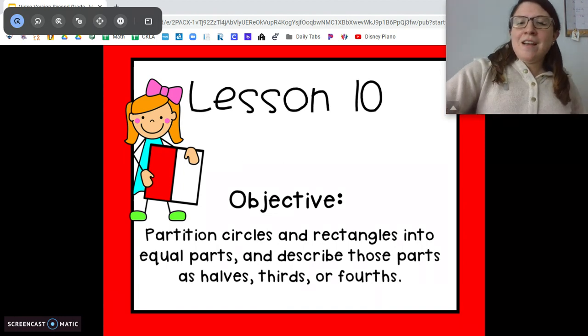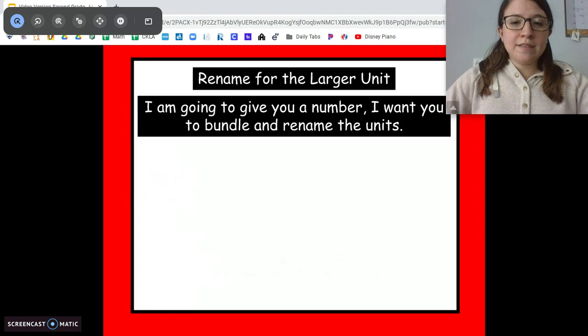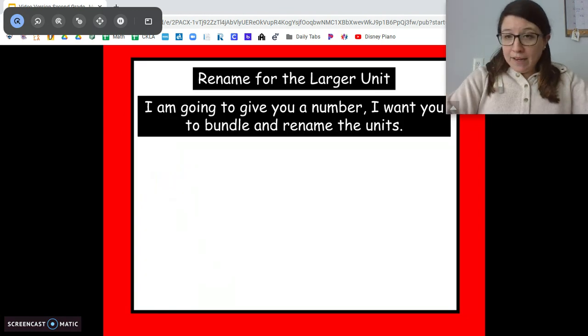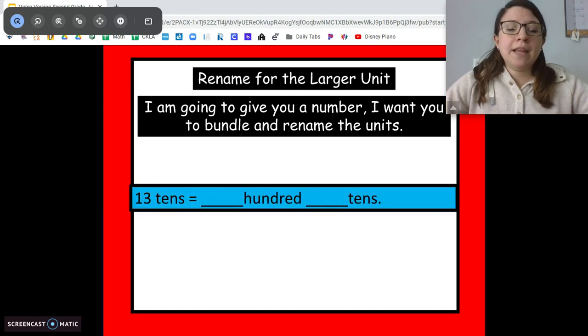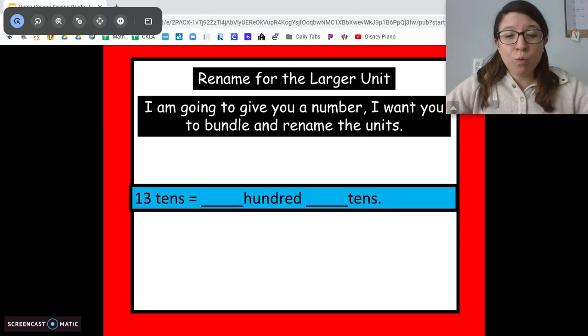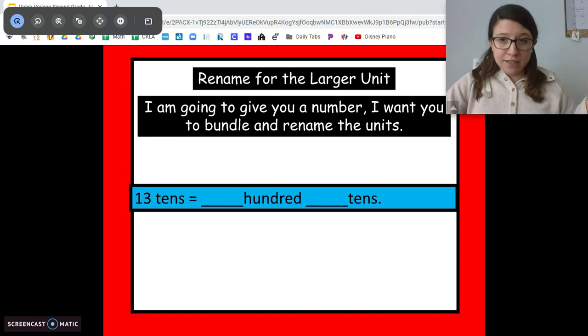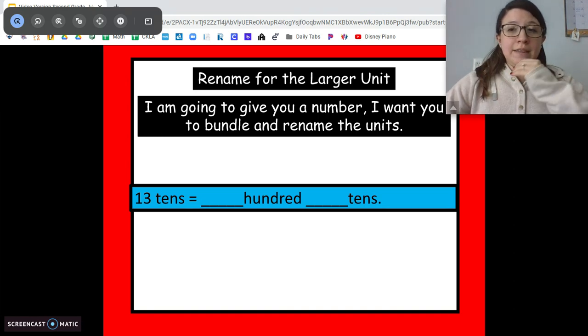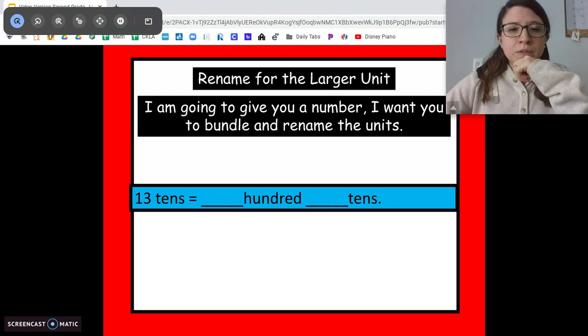Ready? All right, let's start off with some fluency practice. I'm going to give you a number, and then I want you to bundle and rename the unit. You'll see what I mean. So the first number I'm going to give you is 13 tens. What I want to know is how many hundreds and how many tens are in that number when we bundle it up. We change that around.